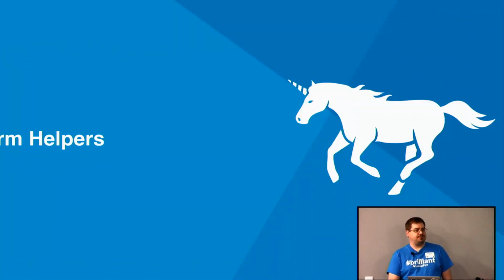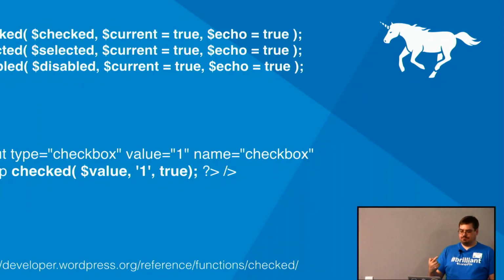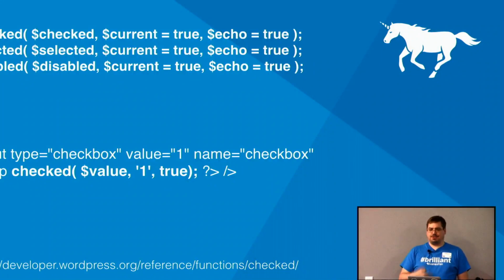There's lots of form helpers in WordPress that are really super helpful. Something you do a lot when you're building a form is pre-filling the data that they filled in last time. And so you need to check things and select things and disable things based on the value from the database or the value from a post or something like that. And there's 3 functions called checked, selected, and disabled. So you pass it the value that you're expecting, the value that they put in, and whether or not you should echo it out. Because you can either echo it out to the browser or you can have it return. And what it's going to give you is something like checked equals checked, selected equals selected, disabled equals disabled.